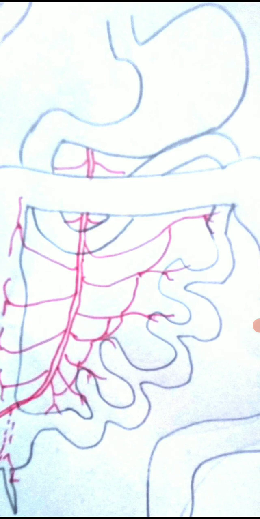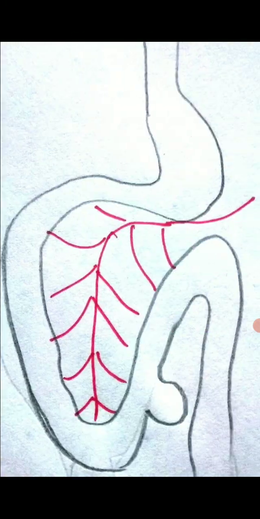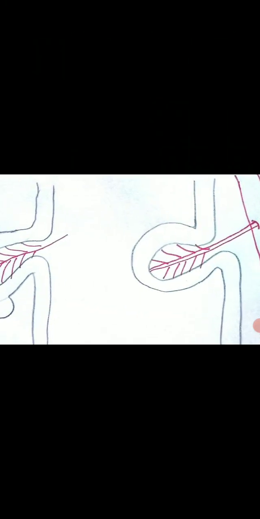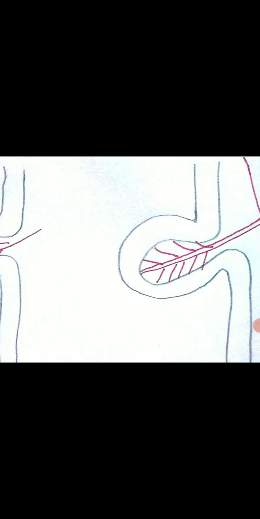The fate of the artery to the midgut: it becomes the superior mesenteric artery, supplying the small intestine and the majority of the large intestine, up to the right two-thirds of the transverse colon. Now coming to the anomalies of midgut rotation. The failure of rotation of the midgut is called non-rotation, so the small intestine remains on the right side and the large intestine remains on the left side.